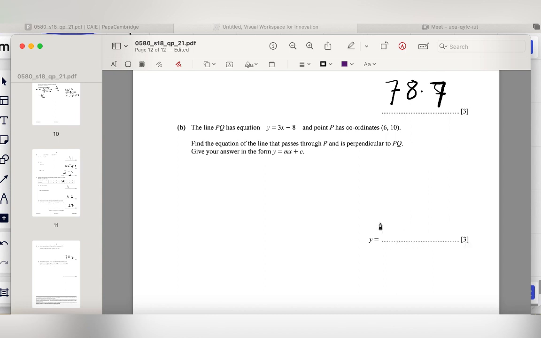So we write y equals negative 1 over 3x plus 12. Okay, so that's it.